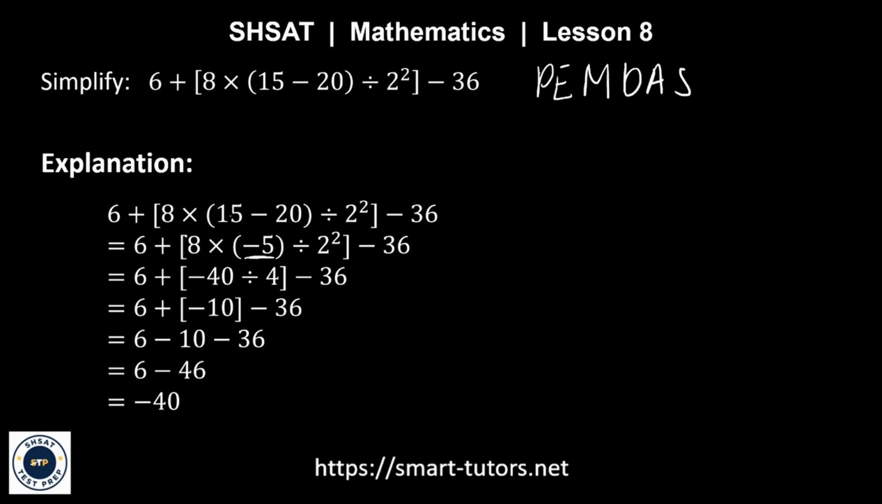And since this has brackets, it's also another form of parentheses, so you would do all of this first. And so now you can finish up what's inside the bracket. So negative 40 divided by 4 is just negative 10. And you can take that out. So now you have this expression, and now you would just simplify it by doing the subtraction. You can do 6 minus 10 minus 36, or you can do this part first. So you have negative 46. And 6 minus 46 is negative 40.